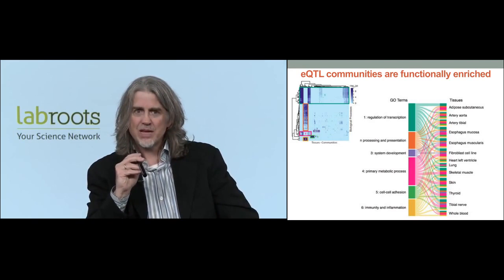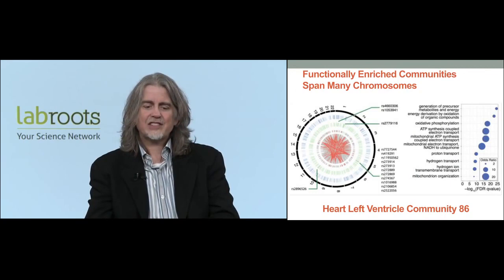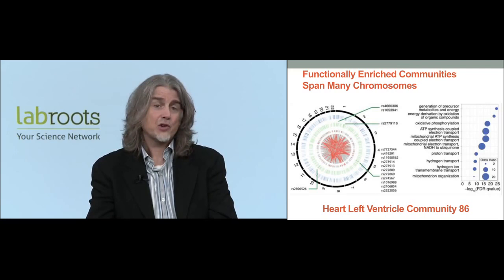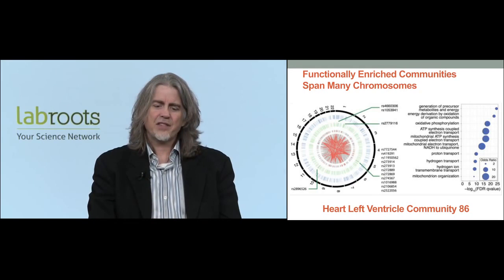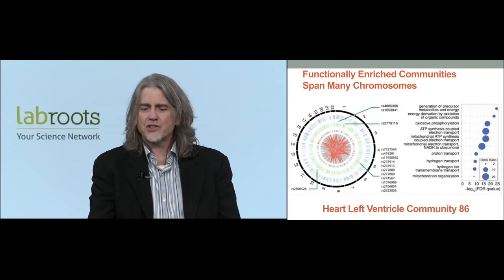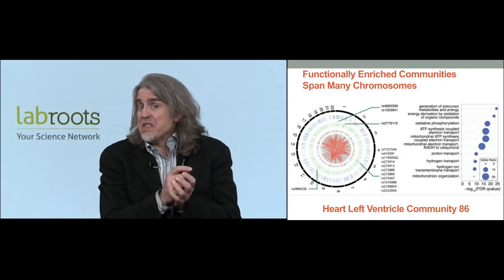Because the unique eQTLs don't operate in isolation. They bring other things in, other SNPs and genes in with them, to form new regulatory communities. And that's essentially exactly what we found. So this is just an example for heart left ventricle community number 86. The circus plot is showing that we're bringing in SNPs and genes from all over the genome and associating them together. And then the little bubble plot is showing enrichment for different biological functions, really addressing this question of how the individual communities within the networks are enriched for, in this case, tissue-specific biological functions.